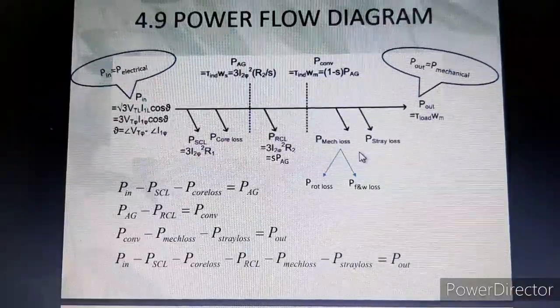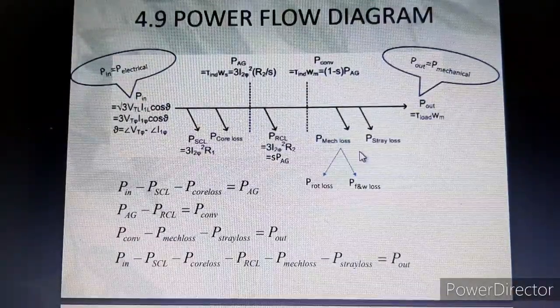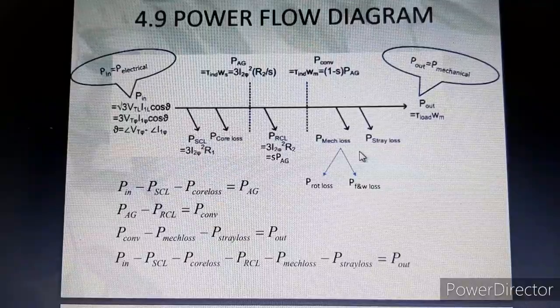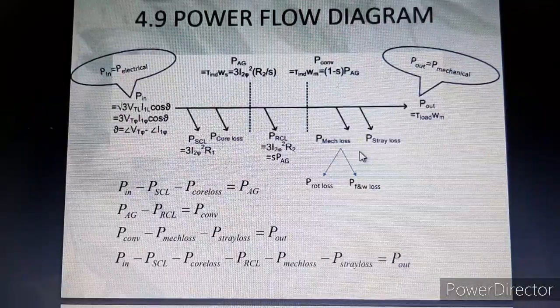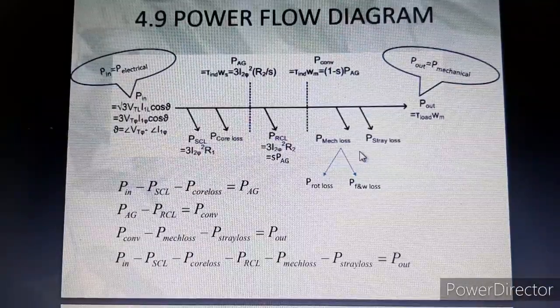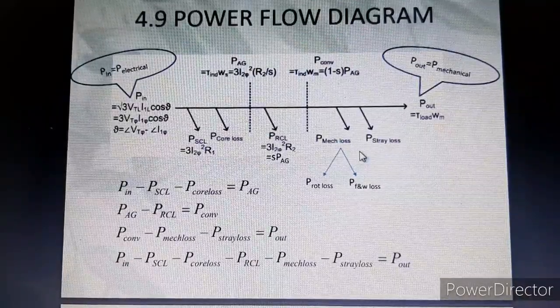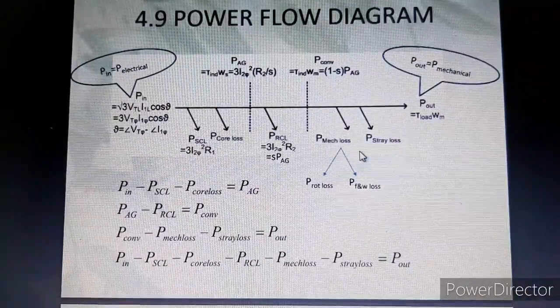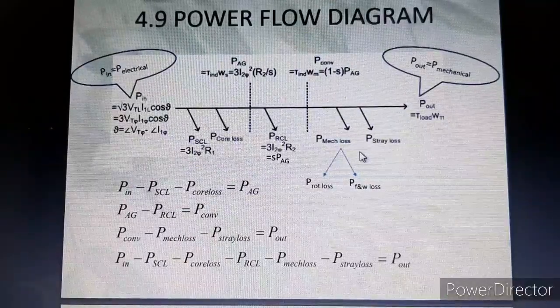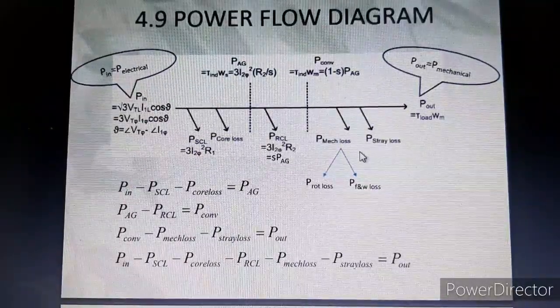Okay, and then mechanical loss, you won't be asked to calculate it. If it's there, it will be given. If not, you can assume it's 0. And the same goes for stray loss. Stray loss, if it's given, then use it. If it's not, then you can ignore it.